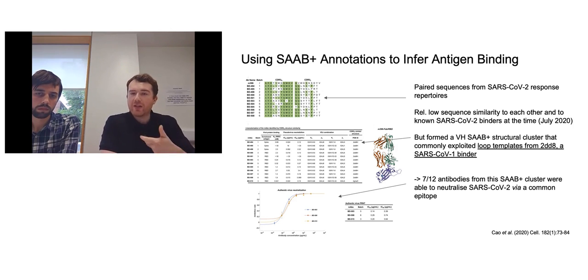identical, but actually this structural cluster, the loop structure, exploited a known loop template from a PDB structure for a SARS-CoV-1 binder. And so this sort of information starts to build confidence that maybe there is some merit in some of these sequences, even though they look nothing like the known SARS-CoV-2 binders. Indeed, when this was taken on to actual experimental testing, 7 of the 12 antibodies from this cluster were able to neutralize SARS-CoV-2, and they did so by a common epitope.